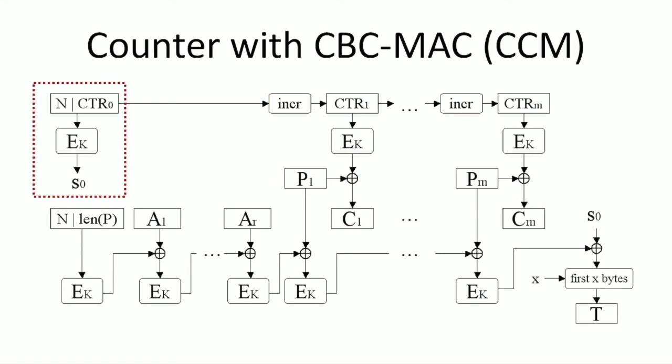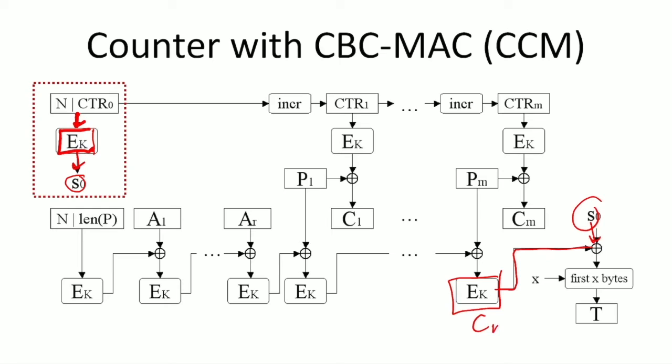And you can see over here on the left that we keep the first counter value essentially to encrypt our message authentication code that we just calculated using CBC mode. So what we're doing here is we're taking the first counter value, we are encrypting it, we get our key block 1 as 0, and we take that key block 1 and we XOR it with the MAC that we just calculated using CBC mode.